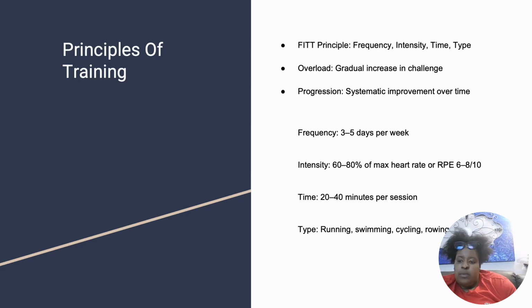Here's what the FIT principle looks like for cardio. Frequency, 3 to 5 days a week. Intensity, 60 to 80% of max heart rate or RPE level. Time is 20 to 40 minutes. Type: running, swimming, cycling, rowing, dance, etc. These guidelines ensure training is safe, progressive, and effective.